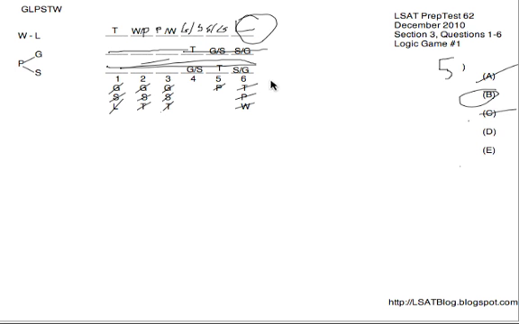Looking at D, T on 4, no, T is on 1 in this scenario, the other 2 were eliminated, so D is gone. And then E, W on 2, of course, W and P are interchangeable on 2 and 3, so E is gone, leaving B as our answer for 5 by elimination as well.